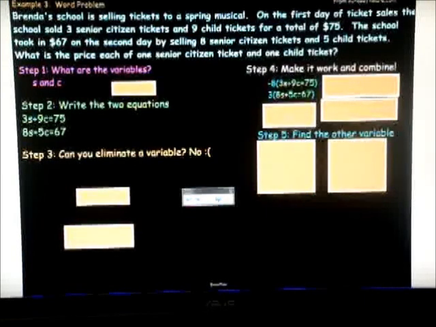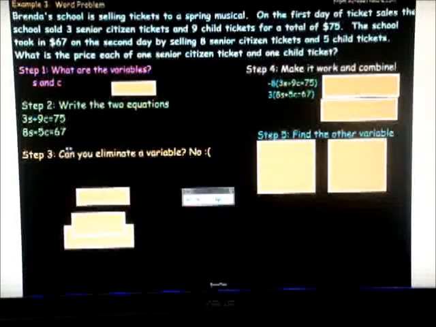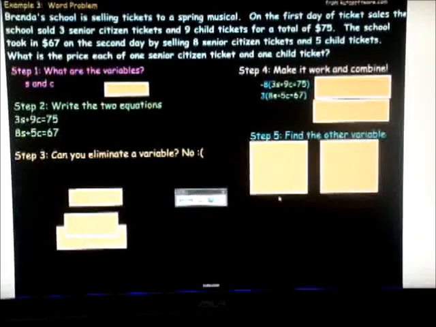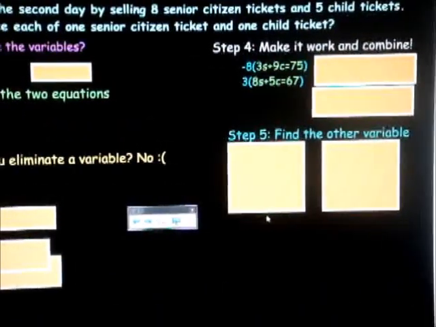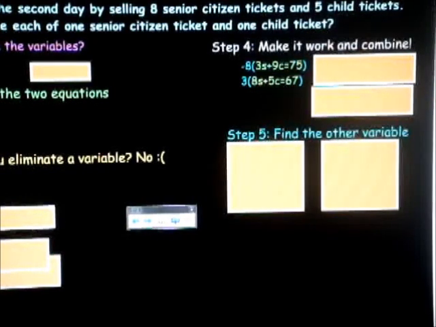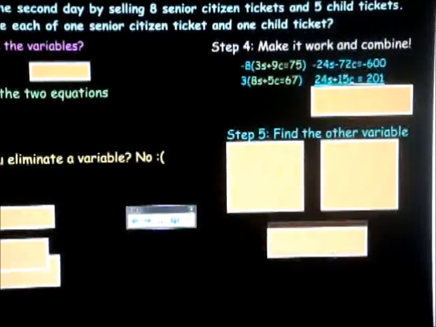So this is a little bit smaller font, so in case you can't see it, I multiplied my first equation by -8, and I multiplied my second equation by +3. Let me try to zoom in a little bit on that for you. So that's what I chose to do. I simplified the two.